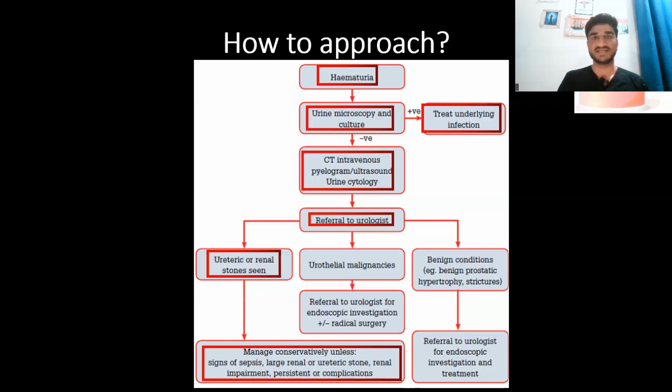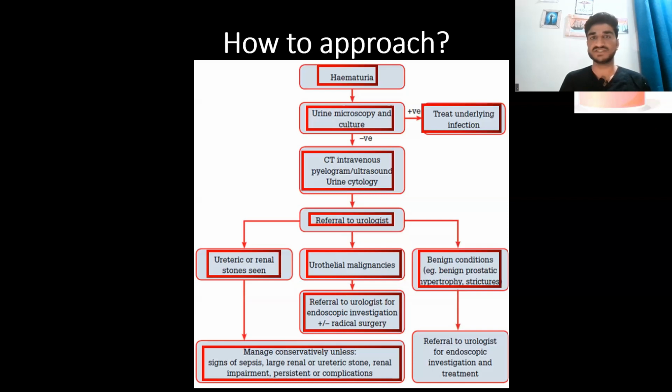Sometimes with urethral malignancies like cancers, we also have to refer to the urologist, because they do the investigation by putting in a cystoscope, an endoscope. We investigate the bladder, then the ureters, then the kidney, with the help of the endoscope.